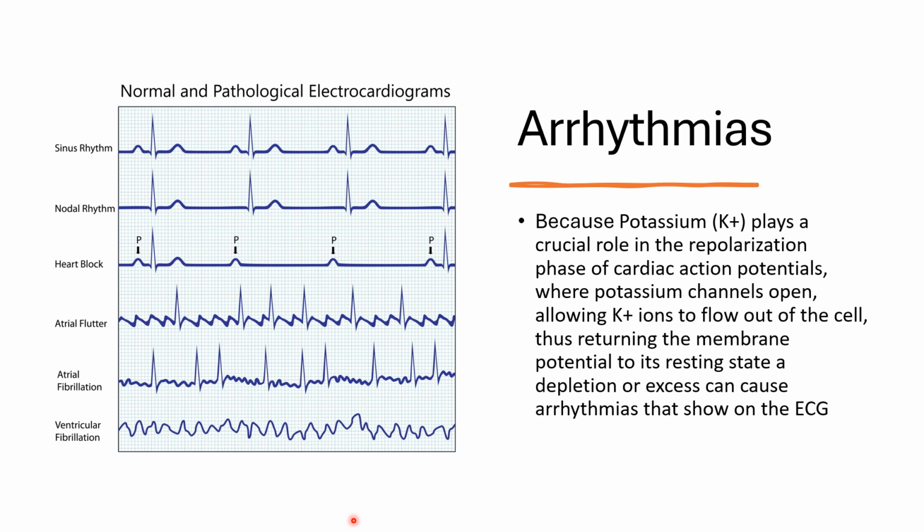The only thing I will say about arrhythmias is that a lot of times potassium levels are involved with repolarization, getting the heart ready to do the next heartbeat. And so if you have an excess or a depletion of potassium ions in your diet, in your body, accessible by the heart cells, you may see arrhythmias on the ECG. So an important connection to arrhythmias is potassium availability.